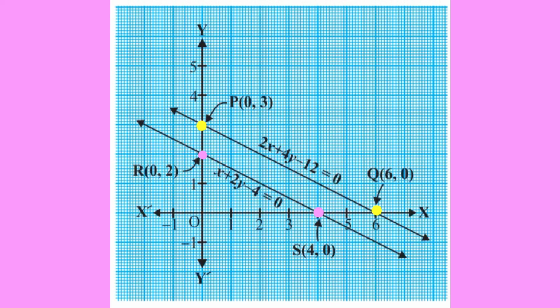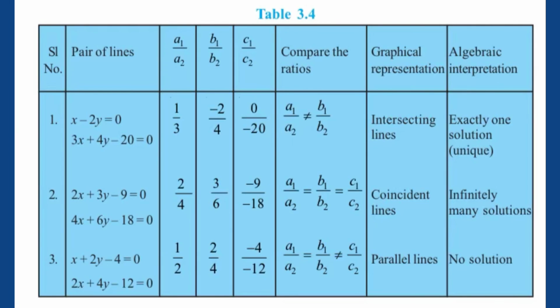And with the graph, it is clear that these two lines are not intersecting lines, which means that they are parallel lines. They will not intersect each other at any point. So students, we studied examples 1, 2 and 3 of your textbook, and considering those examples, let us see whether the conditions which we studied are satisfied for the graphical and algebraic representation.